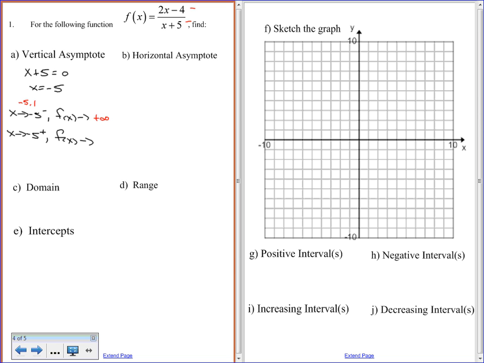And on the right-hand side, I can use -4.9. Negative 4.9 times 2 minus 4 is a negative. Negative 4.9 plus 5 is a positive. A negative divided by a positive is a negative. So I just figured out where the vertical asymptote is, and I figured out on the left-hand side it's going upwards, and on the right-hand side it's going downwards.